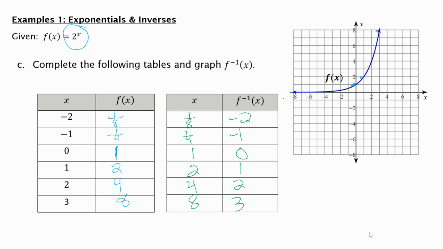I might plot first. 2, 1. 4, 2. 8, 3. And then if I go in the reverse direction, I would have at 1/4 it was -1, and it would get really, really close to x equals 0. And so you can see it would be reflected about the y equals x.